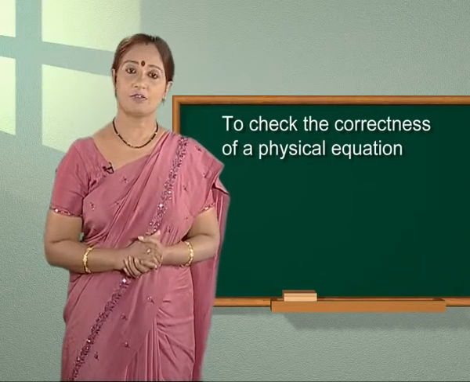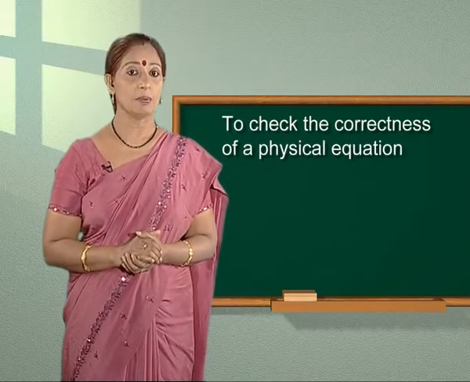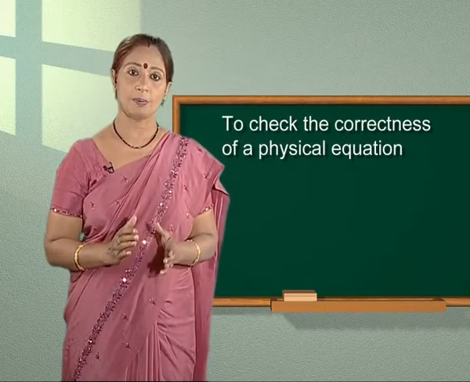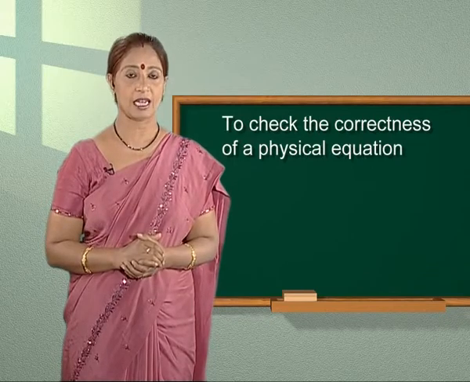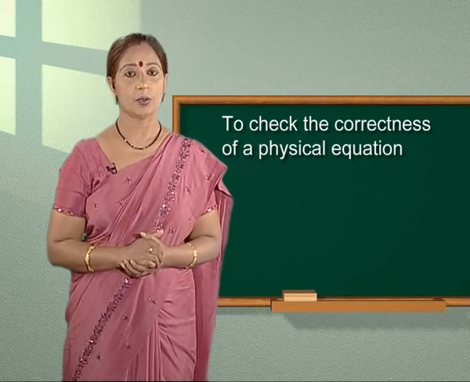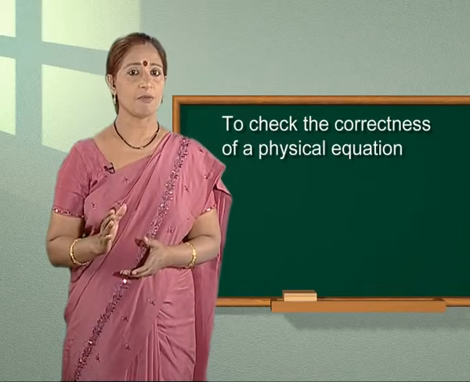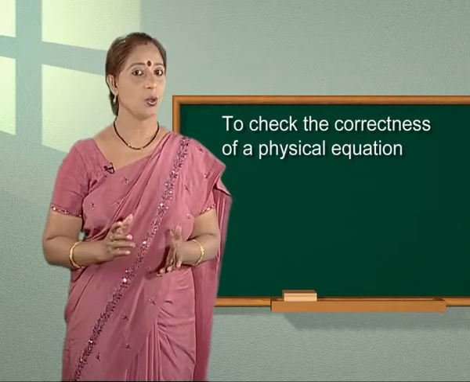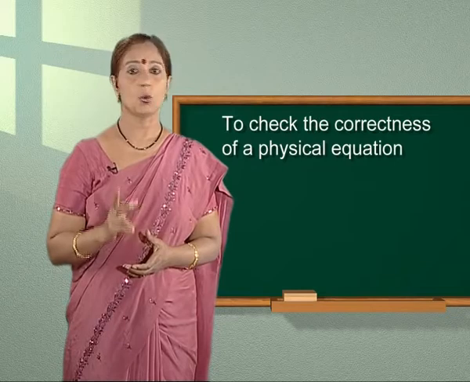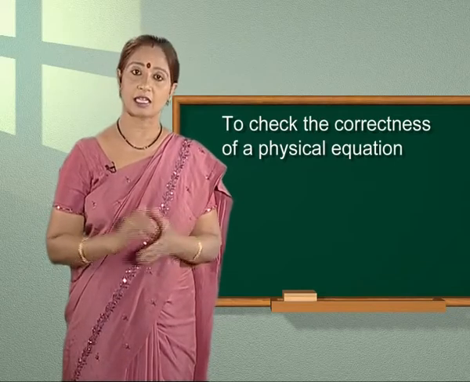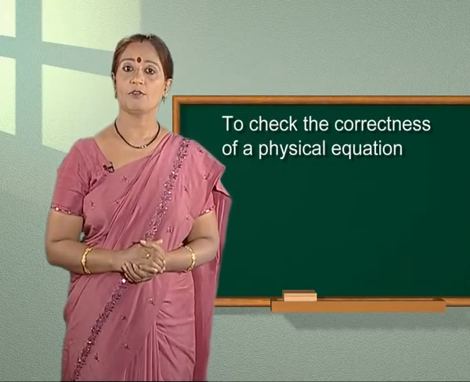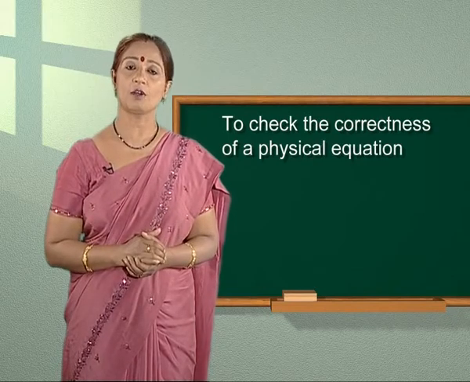Checking the correctness of a physical relation or equation is based on the principle of homogeneity of dimensions. This is based on the simple understanding of the fact that only similar quantities can be added, subtracted, and equated. Can we add 5 mangoes and 3 oranges? Definitely, we cannot add non-similar quantities. In physics also, if two quantities are to be added or subtracted, they must be of the same dimensions. It is not meaningful to compare physical quantities of different kinds.